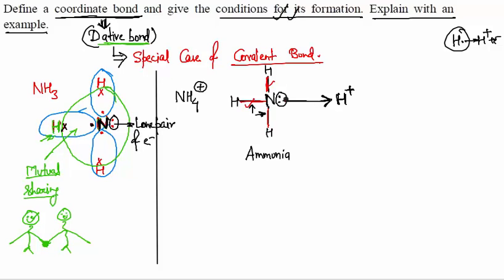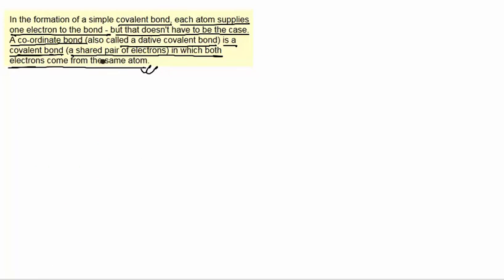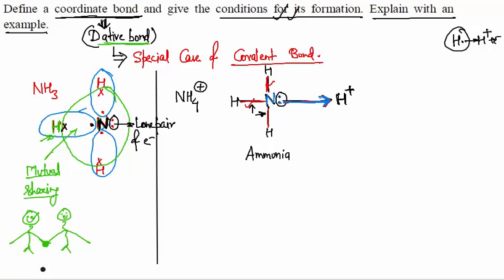But in this case, in this blue bond, let me change the color. So in this bond, you can see that these two electrons are coming from only one atom. Now go to the definition part, in which both electrons come from the same atom. So you can say that now these two electrons are not only part of this nitrogen, now this is part of hydrogen too.